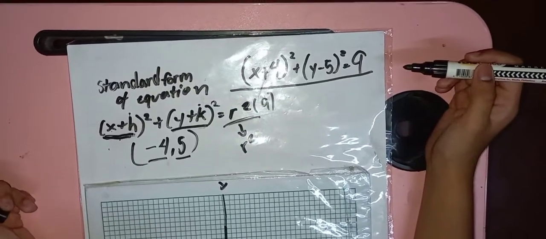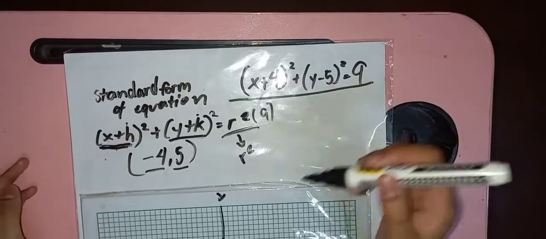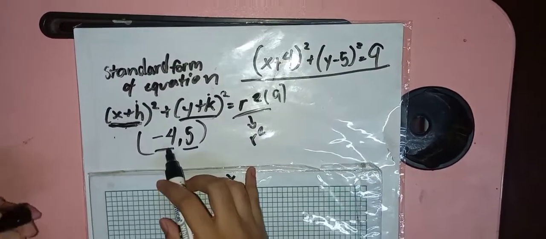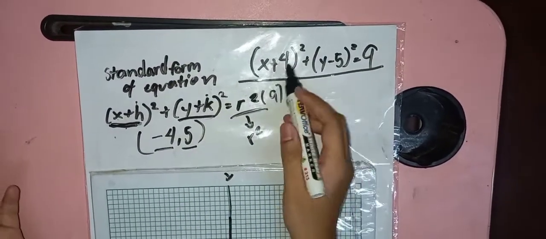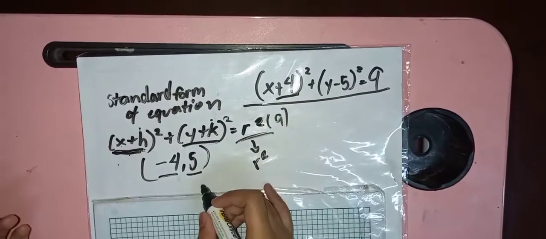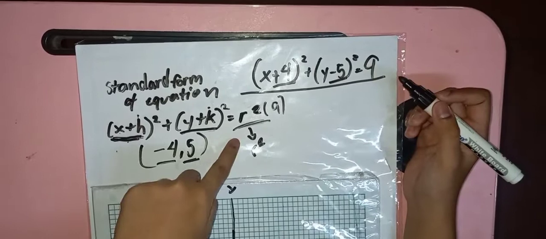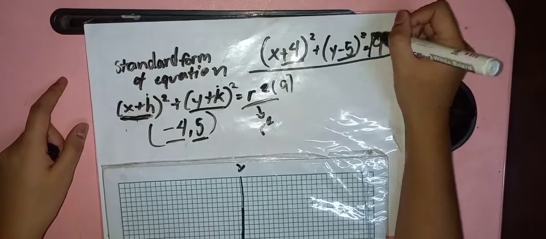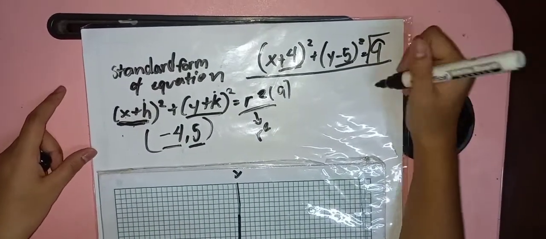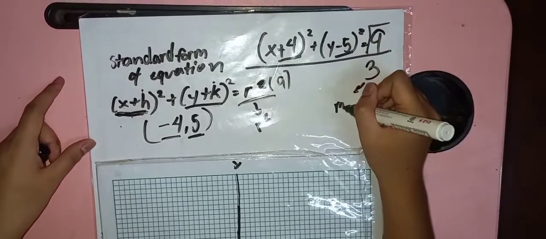Writing the standard form of equation, we need to put it into the opposite signs. The opposite sign of negative 4 is positive 4. So that is why it's written here as positive 4. Then the opposite sign of positive 5 would be negative 5 over here. And then over here we need to square it out because r squared. So we need to square root this 9. So what is the square root of 9? It is 3. So 3 would be our movement or our radius.